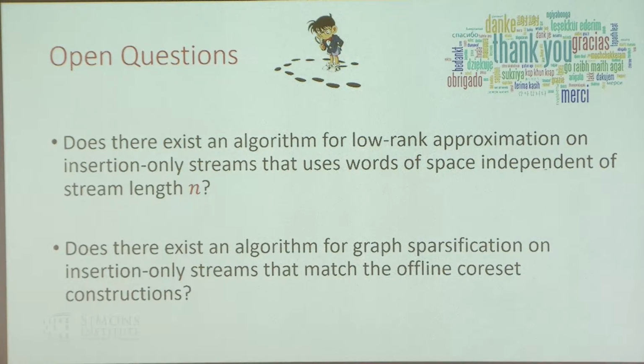There's a good sampling scheme. You can run merge and reduce. You just need a good way to encode the actual rows. And maybe the most relevant question to all of us, and it'd be great if someone could find the answer to, is whether you can do this for graph sparsification.